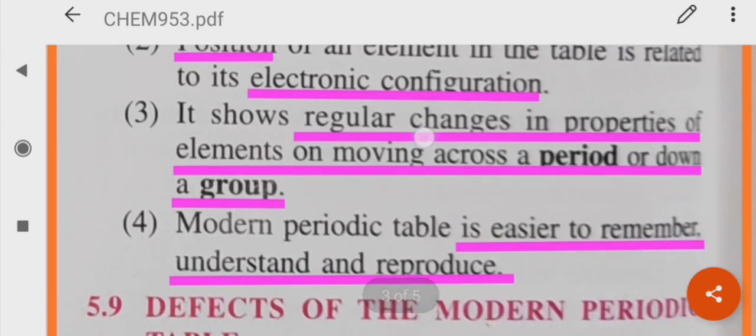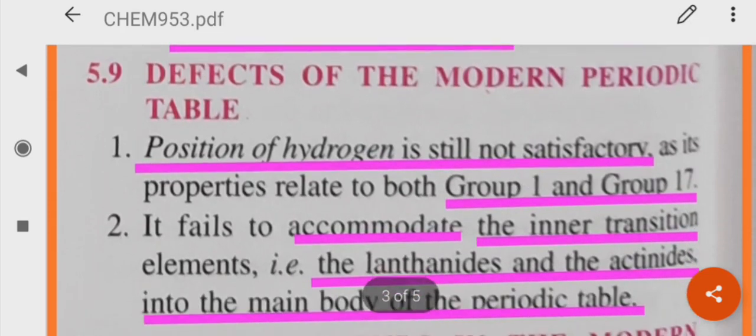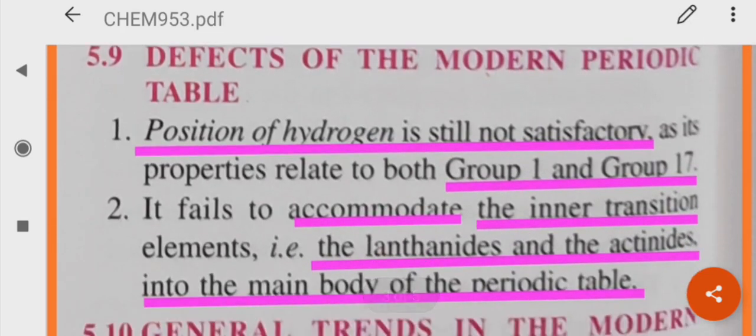Then it shows regular changes in properties of elements in moving across a period and down a group, and it is easier to remember, understand and reproduce. Now, what are the defects? The position of hydrogen is still not satisfactory because its properties relate to both group 1, which has alkali metals, and group 17, which has halogens.